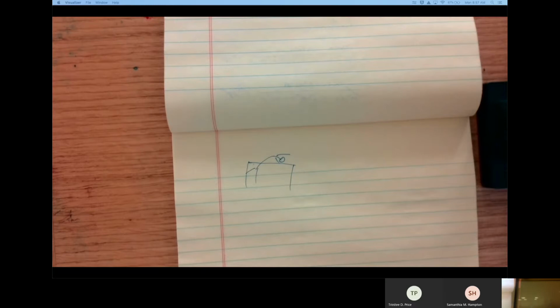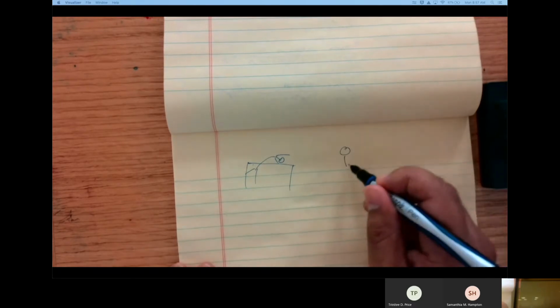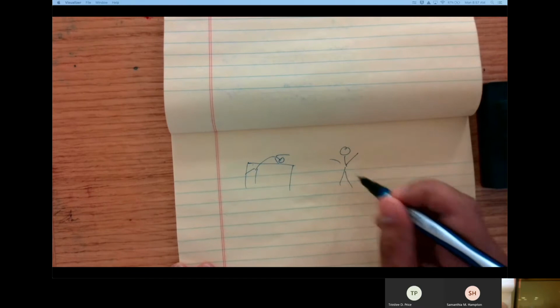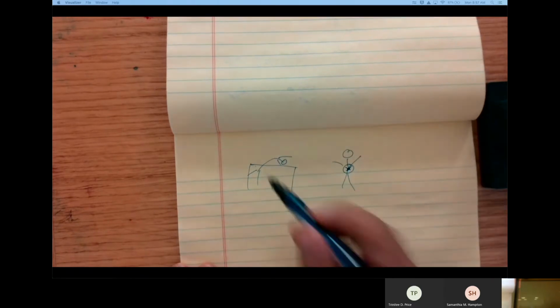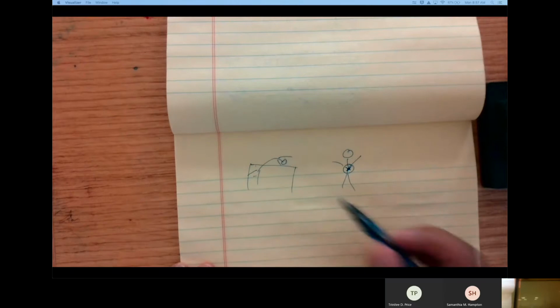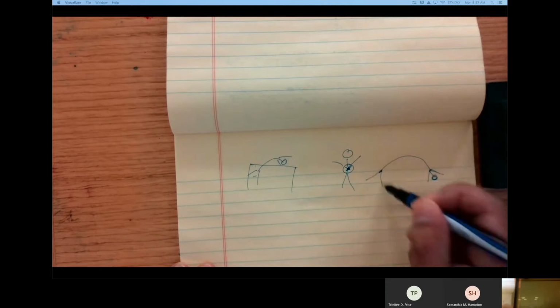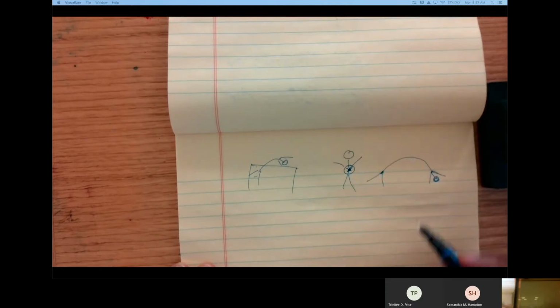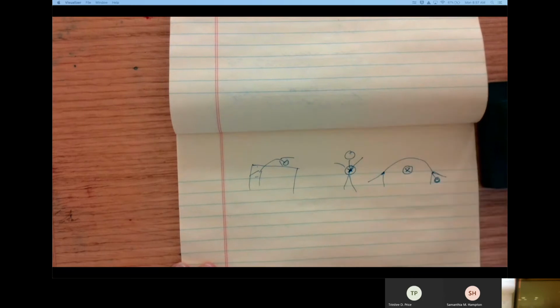Now, when you are standing, you're going to have your center of gravity somewhere around here. But when they arc their body like that, then the center of gravity, and I'm going to exaggerate here, is going to be somewhere below the body, kind of like a donut.